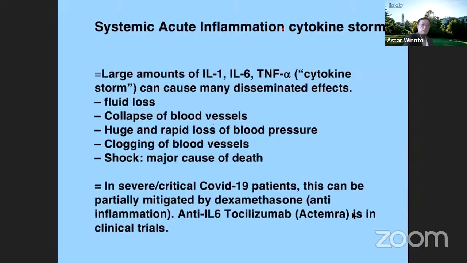So in severe or critical COVID-19 patients, it's been shown that this can be partially mitigated by a drug called dexamethasone, which all of you know is an old drug. This drug is anti-inflammation. And maybe they can be mitigated by anti-IL-6 or Actemra, but this is still in clinical trials, so it's not really proven.